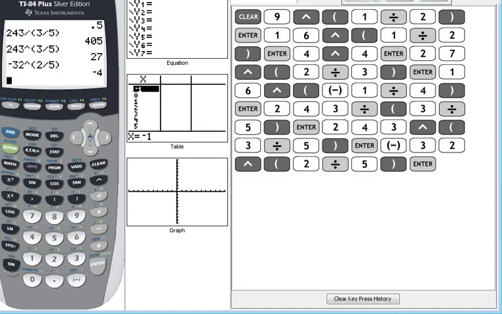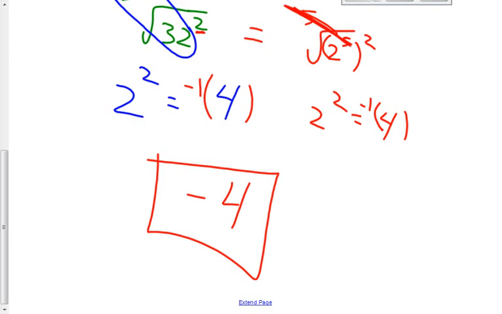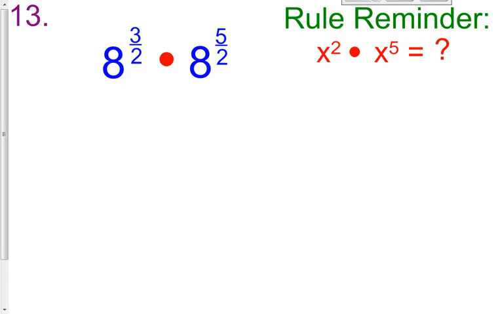We're doing pretty good. I hope that this is making sense to you, class. Is this our last example? We have 2 more examples of this type. So 8 raised to the 3/2 times 8 raised to the 5/2.